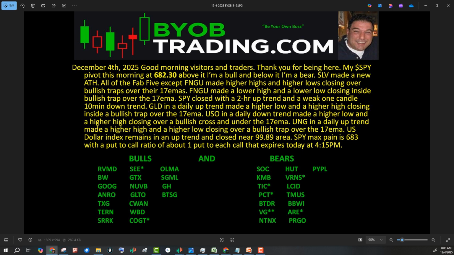The US dollar index, I think they made a downtrend. We'll have to take a look at that. They were in an uptrend, and they were close yesterday to converting to a downtrend. Closed near the 99.89 area. They're still in that bear flag. Not sure if they're in an uptrend or a downtrend inside that flag. SPY max pain for today is 683. The put-call ratio is right about one put for each call that expires today at 4:15.